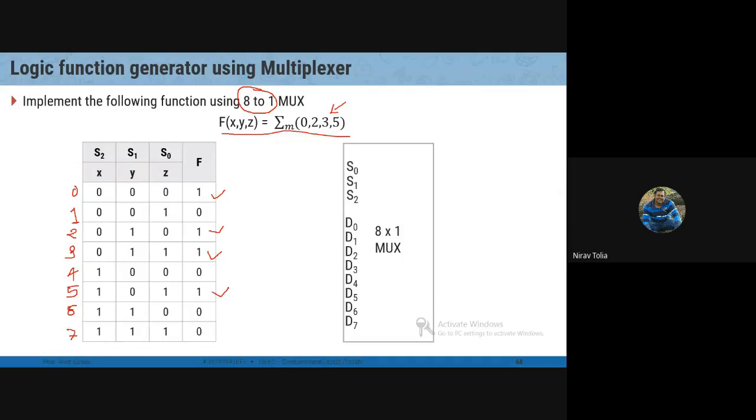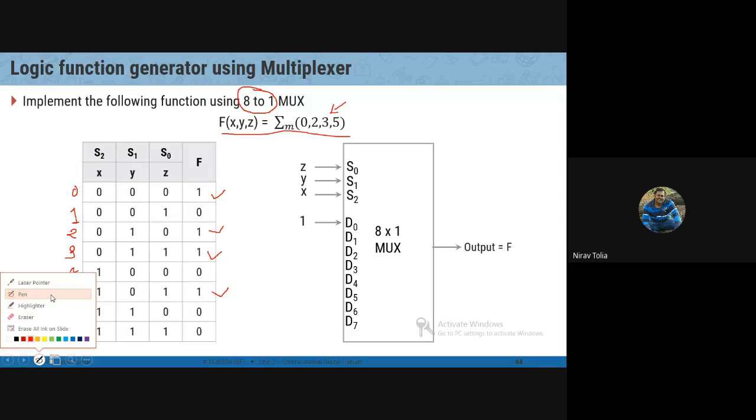So we have 8 inputs D0 to D7: D0, D1, D2, D3, D4, D5, D6, D7. We have 3 select lines, which are S0, S1, S2, which we are selecting as X, Y, Z. And this is our output function. So my D0 is 1 because it is given in the min terms. Then my D1 is 0, my D2 is 1, D3 is 1, D4, D5.